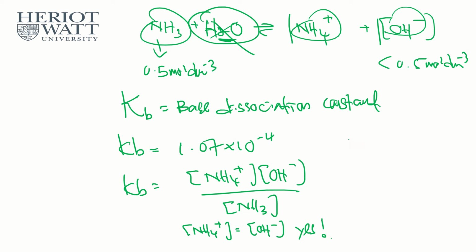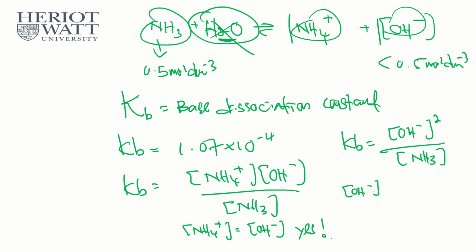So I can rearrange them. I can put Kb equals the concentration of OH minus square over the concentration of the original ammonia. And then rearrange them again. I get the concentration of OH minus equals the square root of Kb multiplied with the concentration of ammonia. So that is another equation you need to know when you're calculating the pH for a weak base.